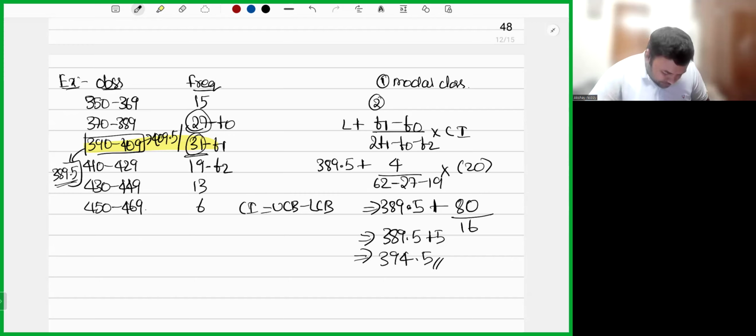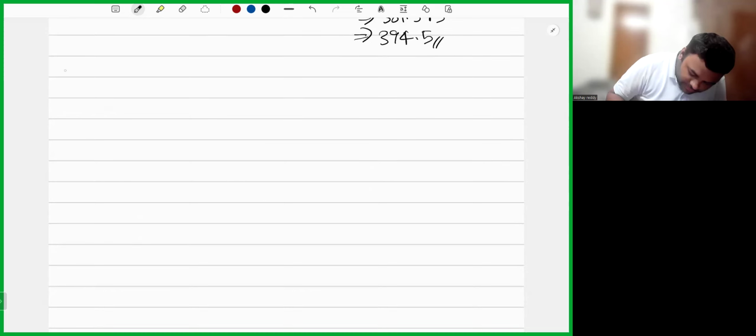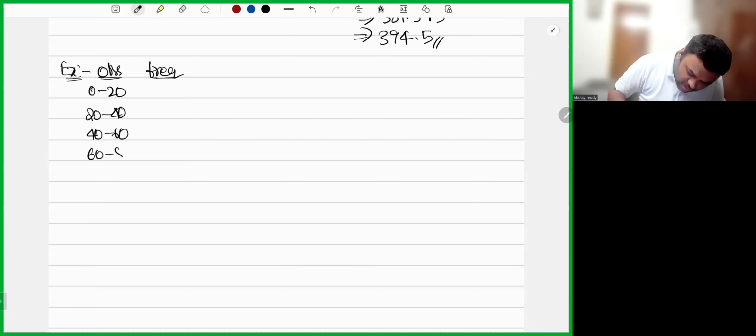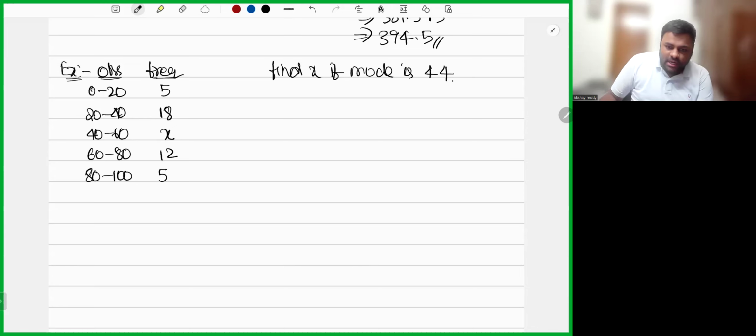Now, you people solve one question. I'll give you 5 minutes. Observations: 0 to 20, 20 to 40, 40 to 60, 60 to 80, 80 to 100, with frequencies 5, 18, X, 12, 5. Find X if the mode is 44.